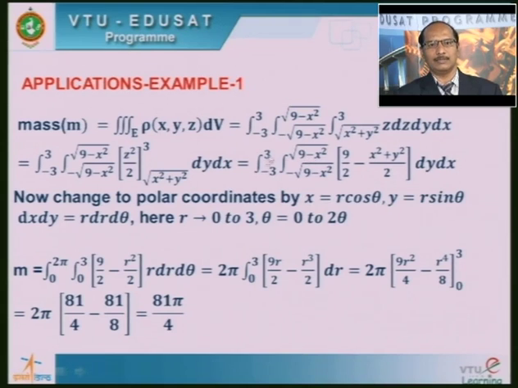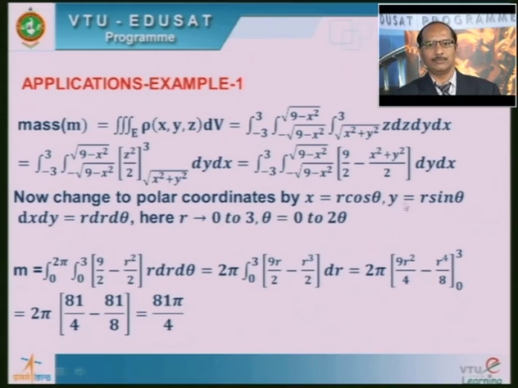The region is a circle, x square plus y square equal to z square. So instead of simply integrating with respect to y and with respect to x, it is not a so simple calculation. Whenever the region is a circle or part of a circle, it is better to change from Cartesian to polar coordinates.